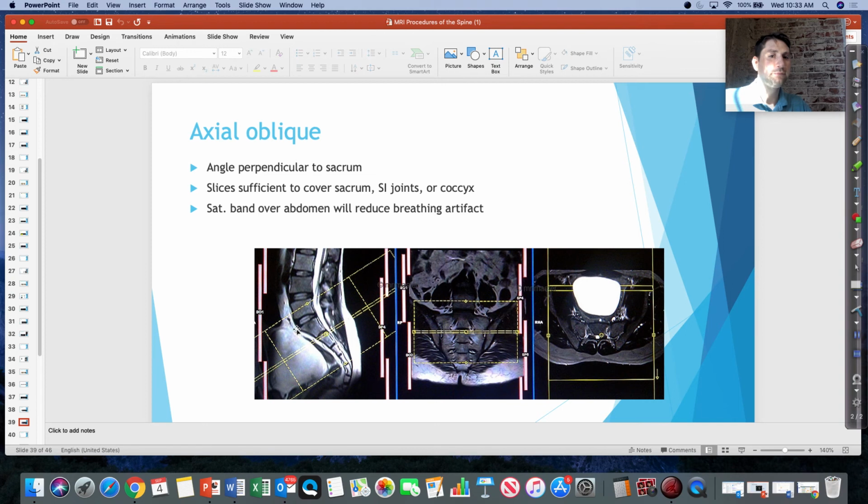Axial oblique, 90 degrees from your coronal oblique. So you're almost going through those little, they would be almost considered intervertebral disc spaces, but they don't have actual discs. But we know we have several different parts of the sacrum, so you could go 90 degrees from that. But make sure you're getting from L5 all the way down through the sacrum, and if you need to cover the coccyx, open up your amount of slices.